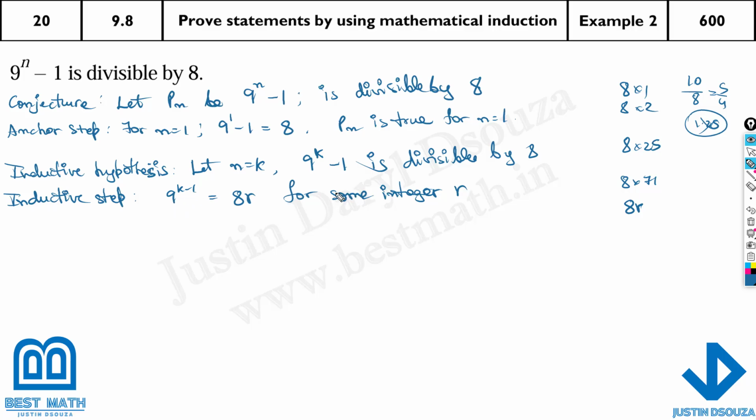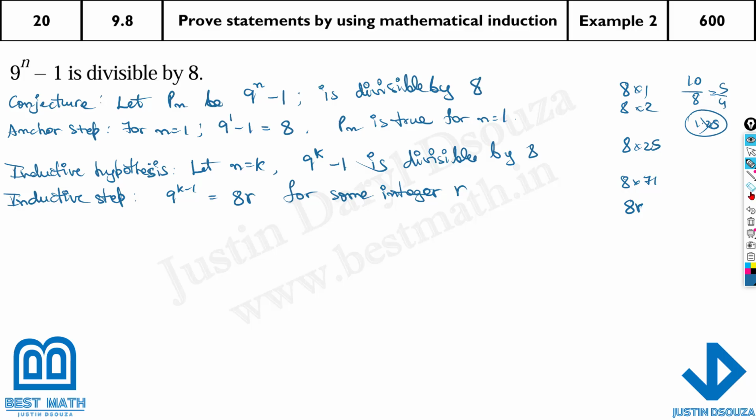Now then, how do we prove? Okay, we have just got statements. Now, let me just repeat it again. The conjecture is the given part. I've just said let Pn be this statement, and it is divisible by 8. Anchor step is for n equals 1. 9 to the power 1 minus 1 is equal to 8. And Pn is true for n equals 1, isn't it? Why? Because 9 minus 1 is 8, and 8 is divisible by 8. Yeah, correct. Then the inductive hypothesis: instead of n, I'm taking k, and I'm saying 9 to the power k minus 1 is divisible by 8. The inductive step is going a step further and trying to formulate it.